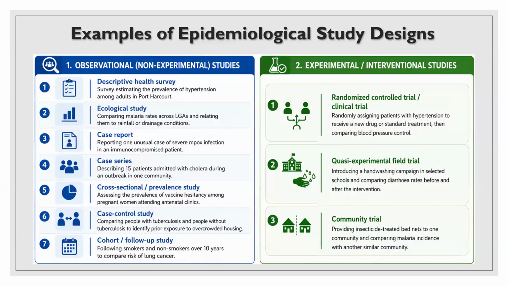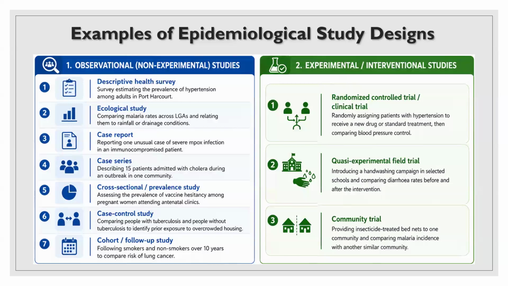All right? For a cohort study, they don't have the condition you are interested in. You expose them to that condition and you follow them over time and see whether they will develop the outcome. All right. For example, you have a group of people that are smokers, you have a group of people that are non-smokers, and you follow them up over 10 years. All right.